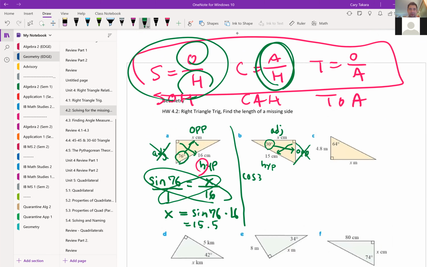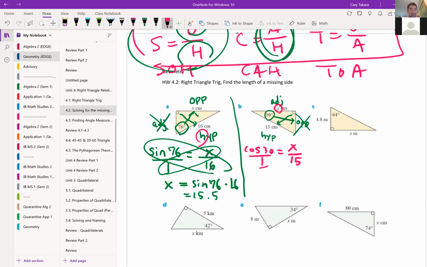Cosine of 30 degrees is equal to A over H. So A is X, X over 15. And then let's cross multiply that. Conveniently, you just get X equals, right, because X is on the top. X equals cosine of 30 times 15. And you're going to get 12.99.